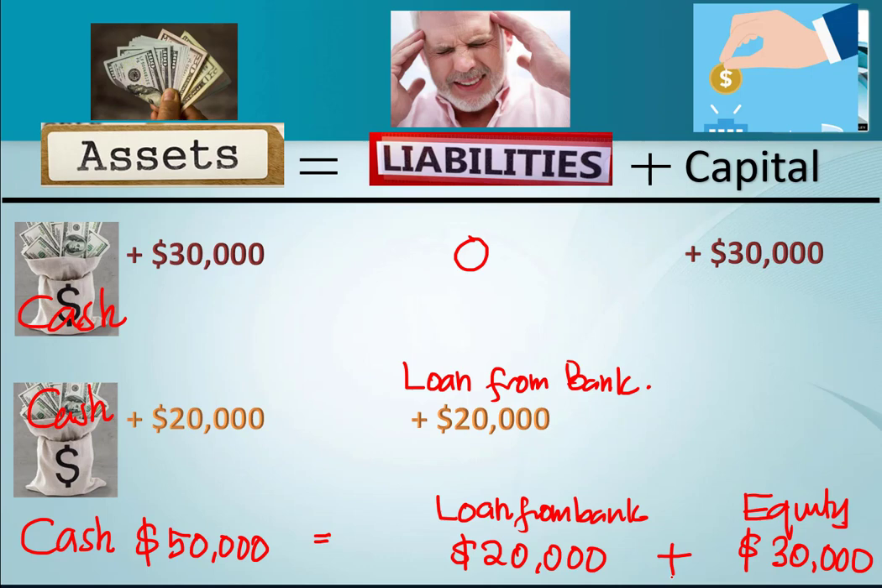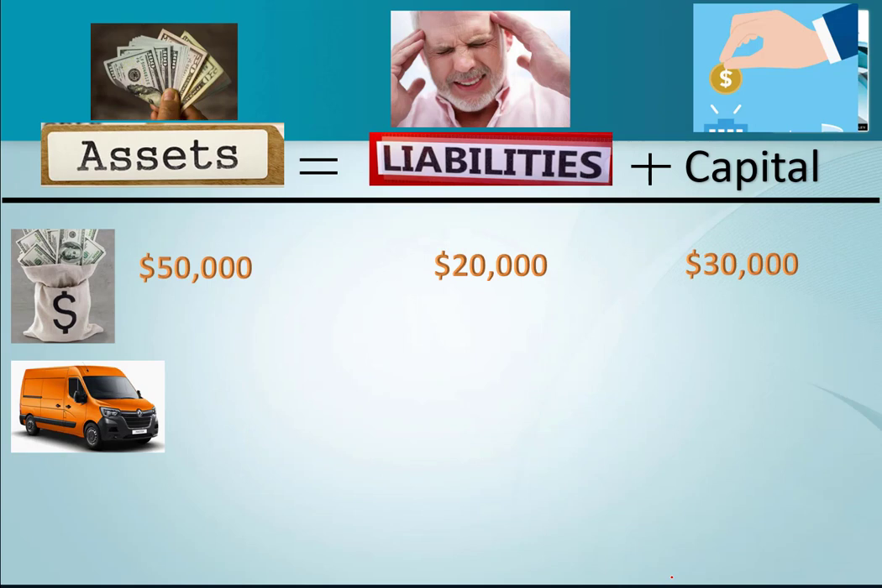Okay. Let us continue. Now we have cash 50,000, liability 20,000, and capital 30,000. You decided that you need to buy a delivery van. This is a van. How much does this van cost? This van costs you 40,000. So how are you going to get money to buy this van? So you borrow from the bank.